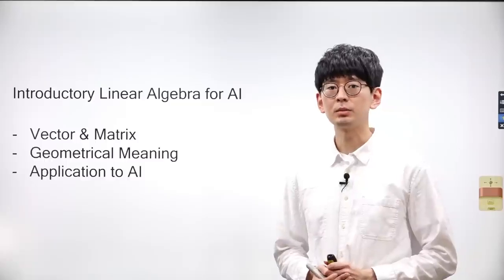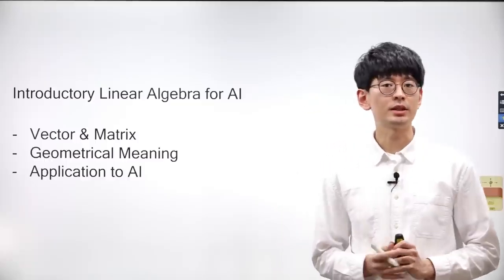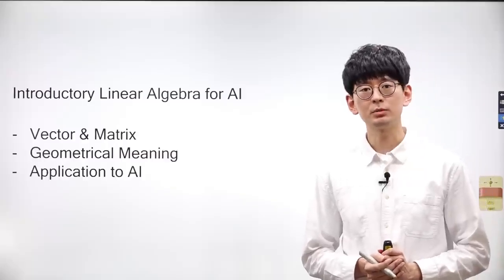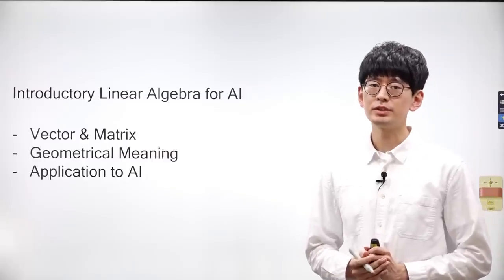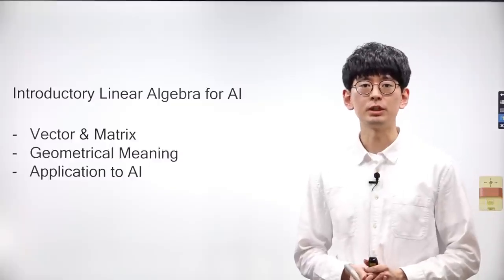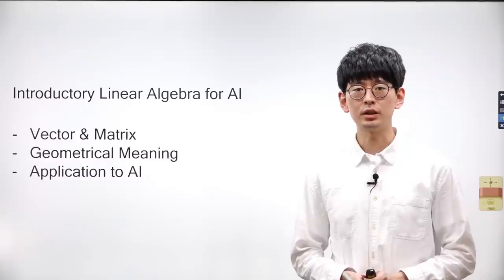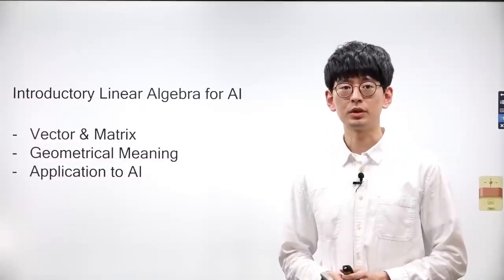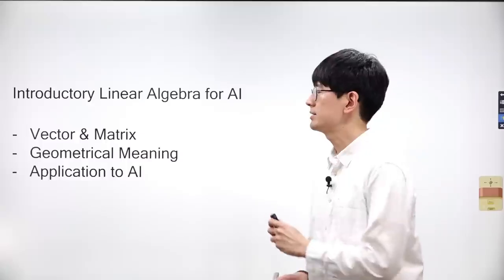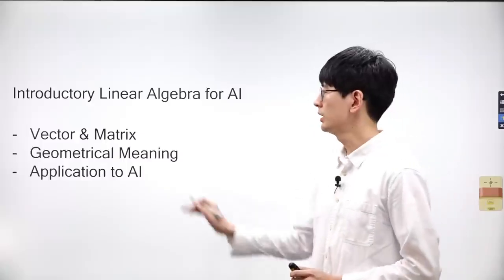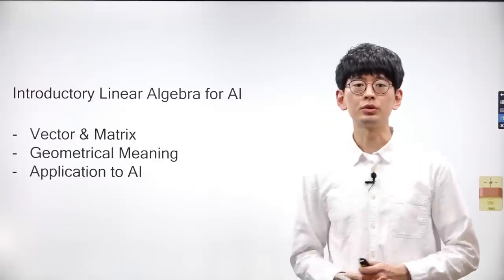Linear algebra itself is a somewhat complex field of study, and it has a long history as well. So, covering the entirety of linear algebra can be quite complex and difficult. So, we'll review the linear algebra theories commonly used in AI and see how they're applied in AI in this lecture. I've listed 3 keywords here: vectors and matrices, their geometric meanings, and how they're used in AI.